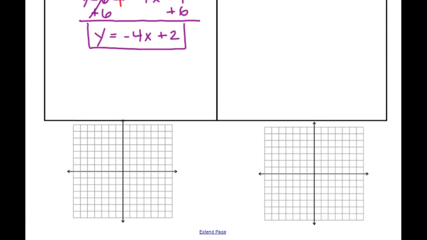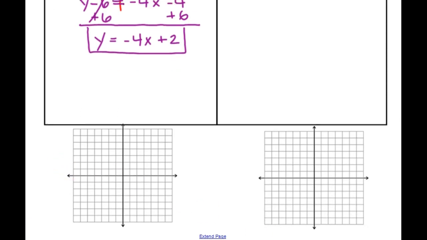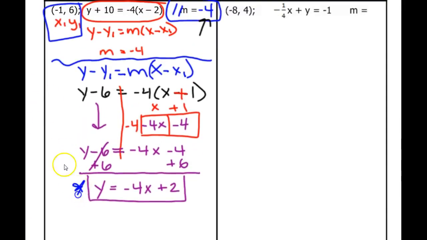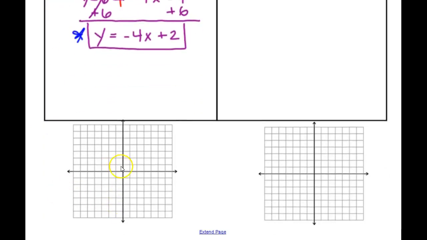Again, I don't know why the graphs got pushed to the bottom here. But if we wanted to graph this, we could. We could start at plus 2. And then our slope is negative 4 over 1, down 4, 1 to the right, or up 4, 1 to the left. Oh, that was only 3. 1, 2, 3, 4, over 1. And draw a line through it.